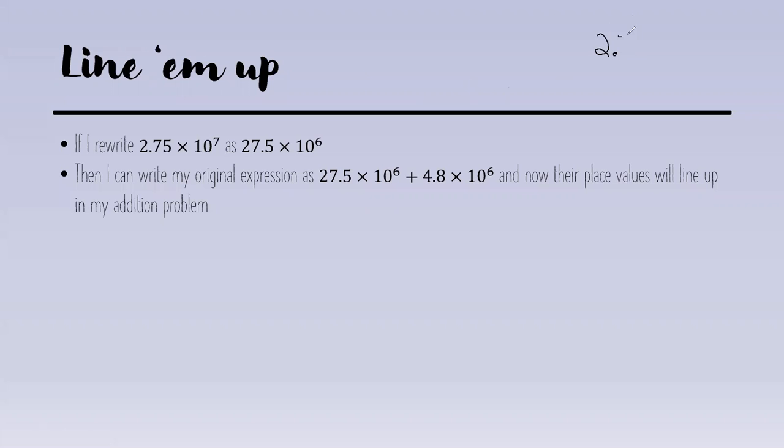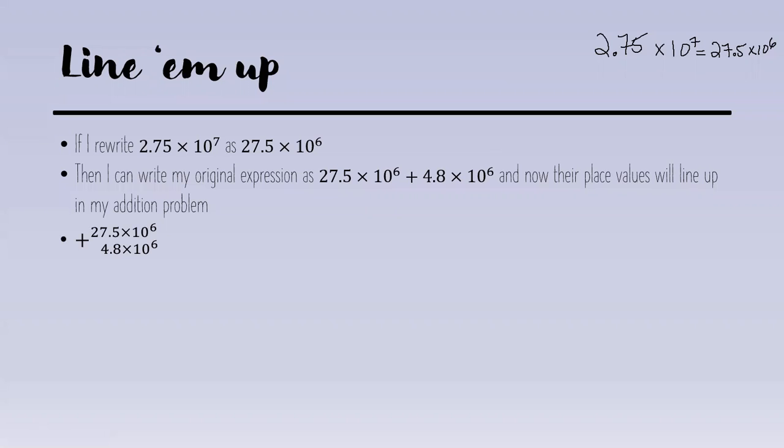But I've gone through the steps to show you that 2.75, or 2 and 75 hundredths, times 10 to the 7th is equivalent to 27 and 5 tenths times 10 to the 6th. So instead of writing my original expression where the place values are not the same, I can use up one of my powers of 10, and now my place values are identical. Now I can line up my numbers to add. Ready?